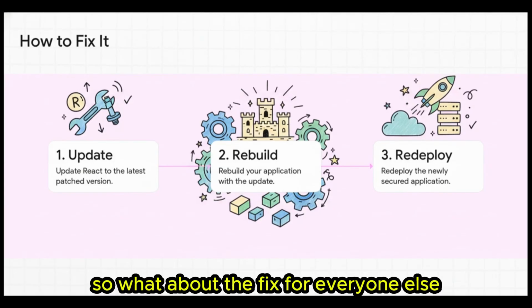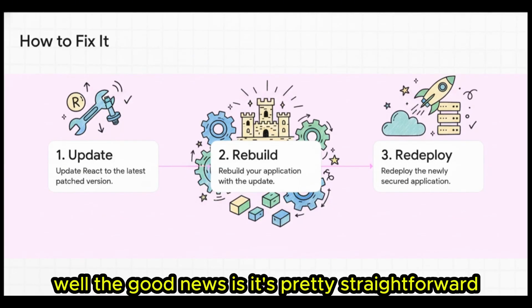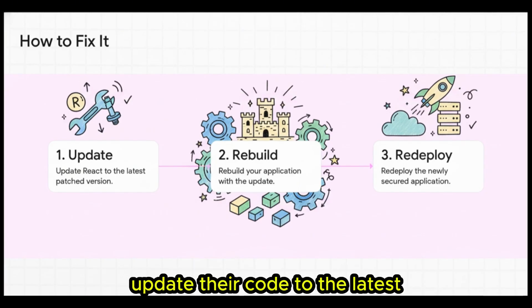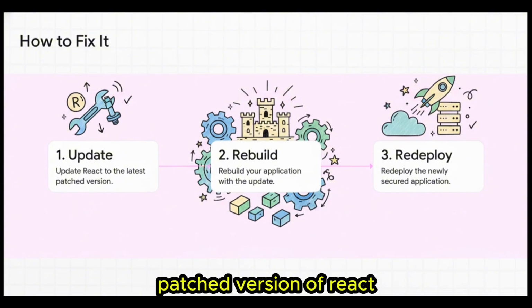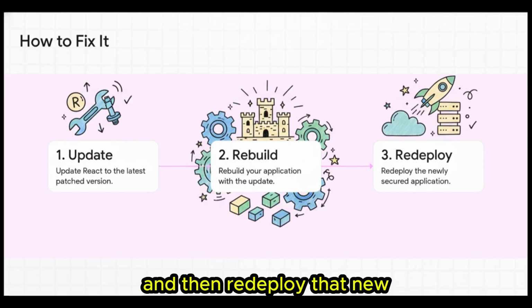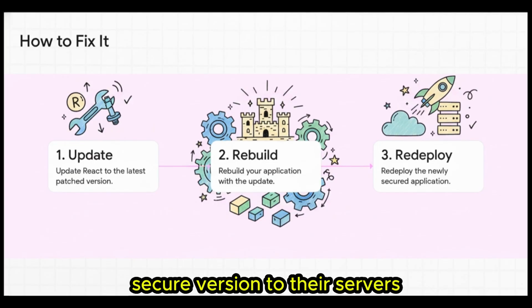So what about the fix for everyone else? Well, the good news is it's pretty straightforward. It just takes action. Developers need to do 3 things: update their code to the latest patched version of React, rebuild their entire application using that fix, and then redeploy that new, secure version to their servers.